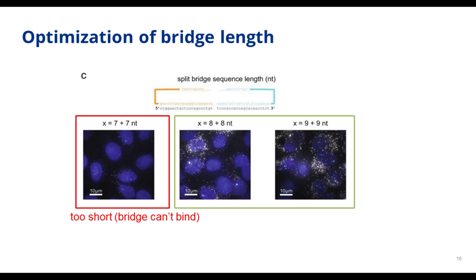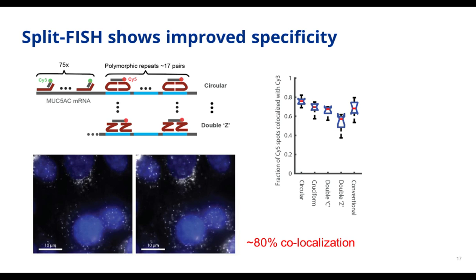And finally, to finish off the optimization, we also tried to tune the length, because if the bridge sequence is too short, like 7 or less, then even when we pair them, the probe will not be bright enough. So we found that 9 plus 9 nucleotide or 8 plus 8 nucleotide is the most optimal design. So with that design, we went in to do imaging to validate this probe design.